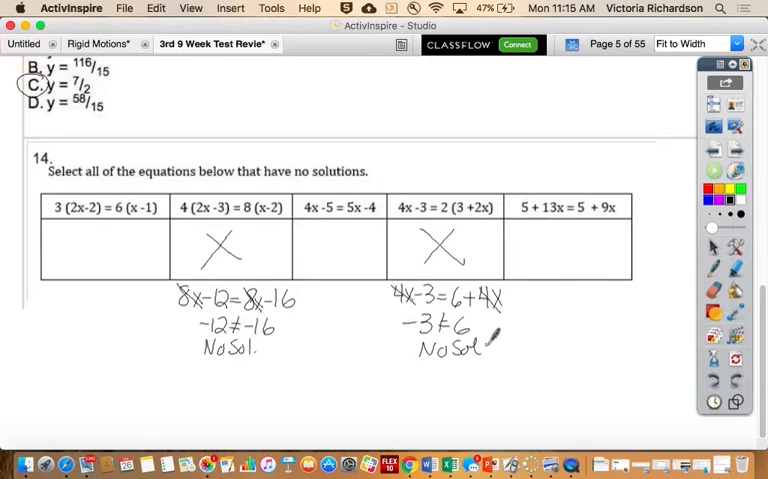And the same thing happens here. The 4x's will cancel out because you have one on each side of the equal sign, so you wind up with -3 equals 6. That's not a true statement. -3 does not equal 6, so you have no solution.